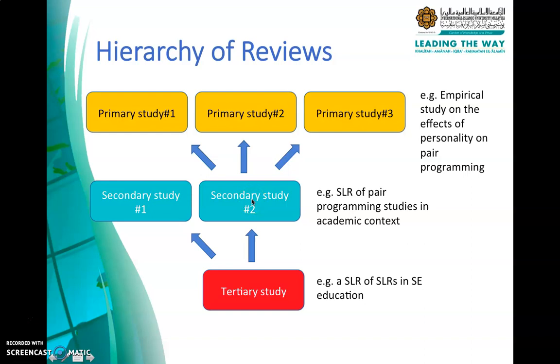So you see that is actually the scope of the review. For a tertiary study, we don't normally look down to this layer. And for a secondary study, of course, our concern is on the existing related primary studies, depending on the topic that we are investigating.